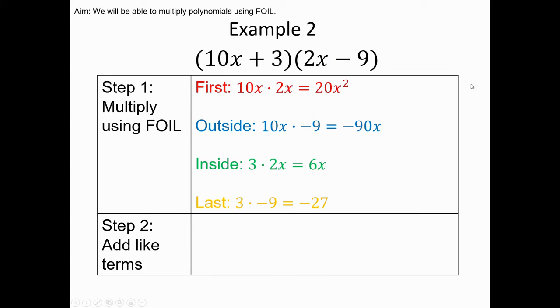And there we go. Now we have all these terms. Let's put them together like this, like usual. 20x squared minus 90x plus 6x minus 27. But remember, we have to look at the like terms. And in this case, I see two like terms, -90x and a normal 6x. So I'm going to combine those together, and I'm going to get -84x. Now that we're done, we could say we've multiplied these two together to get this polynomial.